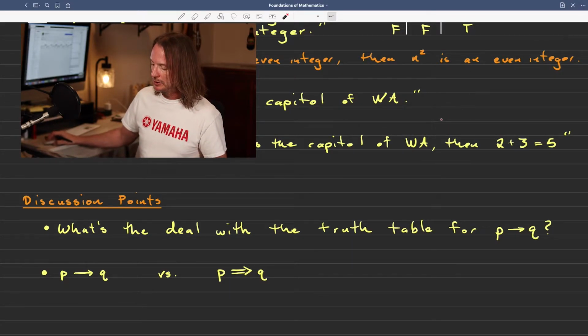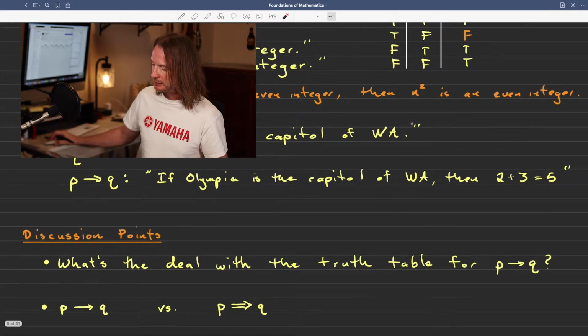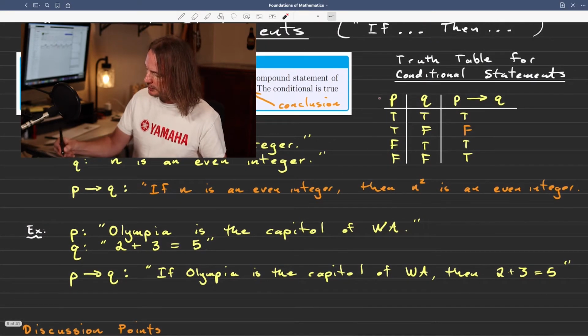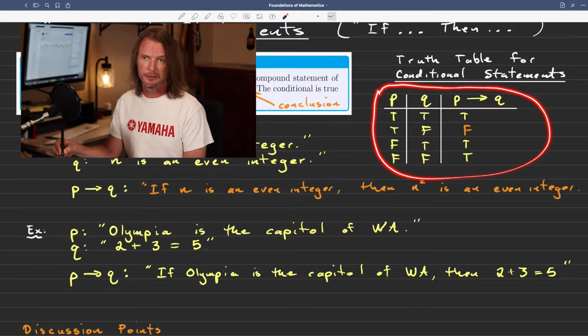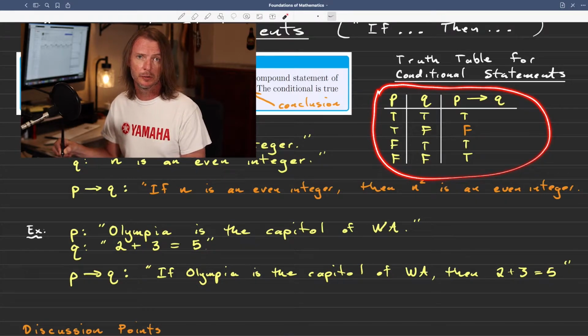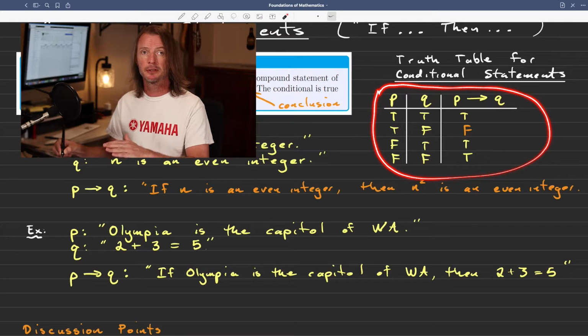So a couple discussion points. What's the deal with the truth table for P implies Q? Let's revisit the truth table up here. Why does that truth table make sense? One way that I like to think about it is, under what circumstances would I be a liar if I utter the statement, if P then Q? In ordinary language, if I make an if then statement, it's kind of like I'm making a little promise that if P is satisfied, if it's true, then it better be the case that the Q part is true.